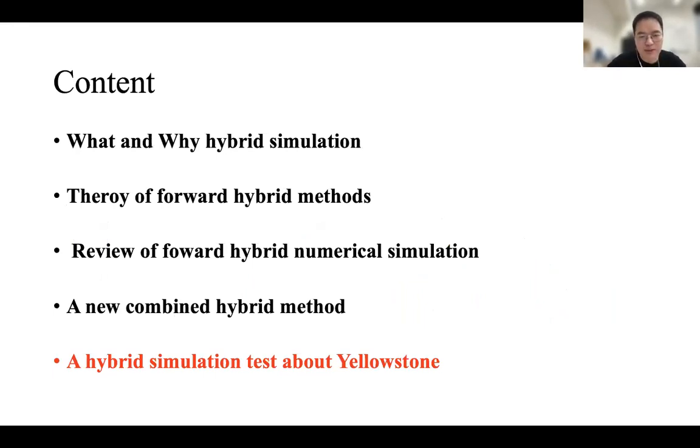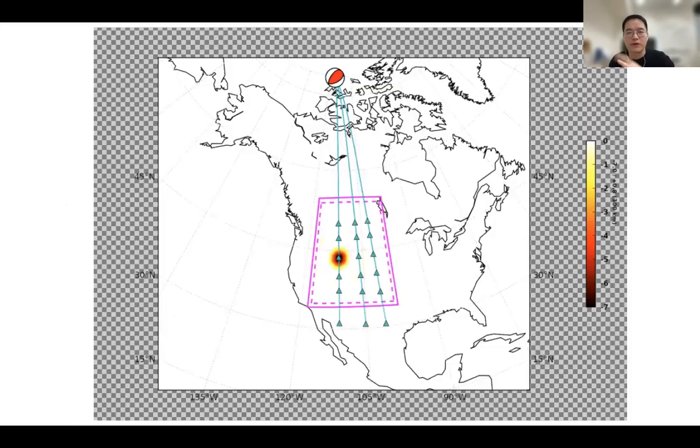And the final part is the hybrid simulation example of the Yellowstone. I'm sorry for the picture, it's not very good quality because we just finished it yesterday. So here we use the source outside the Yellowstone and with some stations inside and stations outside the domain. And we can add a local plume model in the box. Here is a 200 kilometers depth picture.